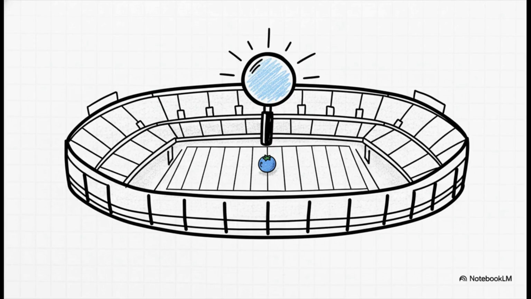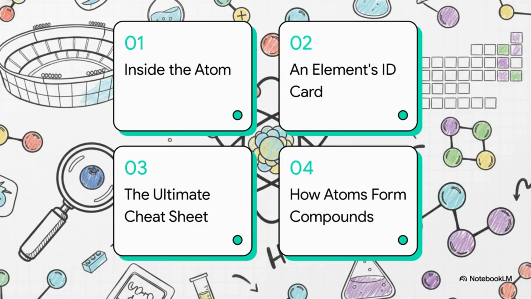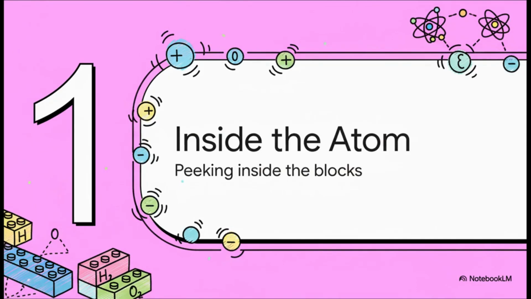Wild, right? So, here's our game plan. First, we're going to peek inside that tiny blueberry nucleus. Then, we'll figure out how each atom gets its own unique ID card. After that, we'll look at the ultimate cheat sheet for chemists, the periodic table. And finally, we'll see how all these atomic Legos actually snap together to build the world. All right, let's dive right in.